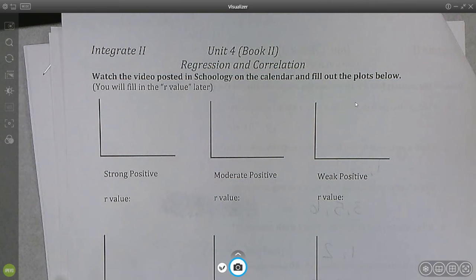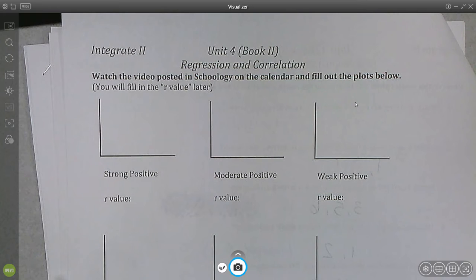So it's either going to be positive or negative, and then it's either going to be strong, moderate, or weak. So a strong graph would be number 10, which is in the front of the room. You can clearly tell that if you were to draw a straight line between those points, it is going to be positive, and the points are relatively close together and close to that line.